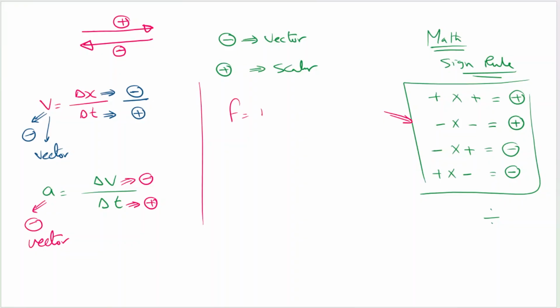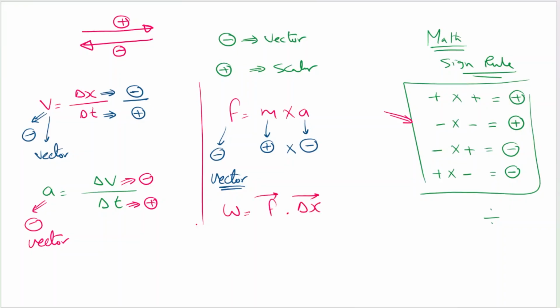Force is equal to mass times acceleration. Mass is a scalar, so it's positive. Acceleration is a vector, so I will put negative. Positive times negative is negative. So force is a vector. Work equals force times displacement. Force is a vector, so I will put negative. Displacement is a vector, so I will put negative. Negative times negative is equal to positive, so work is a scalar, and so on.